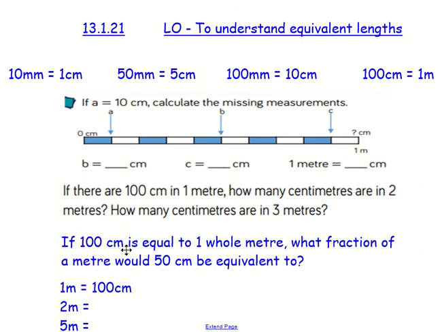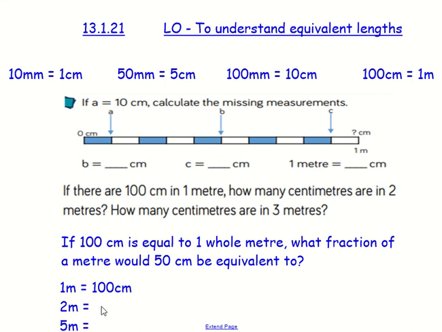If 100 centimetres is equal to 1 whole metre, what fraction of a metre would 50 centimetres be equivalent to? So 50 centimetres. So remember, go back up to our metre stick where we got up to 50. 10, 20, 30, 40, 50. So it's here. Okay. So what is that equivalent to? So that's equivalent to half a metre. If you look, that is exactly halfway. So 50 centimetres, because that's half of 100, is half a metre.